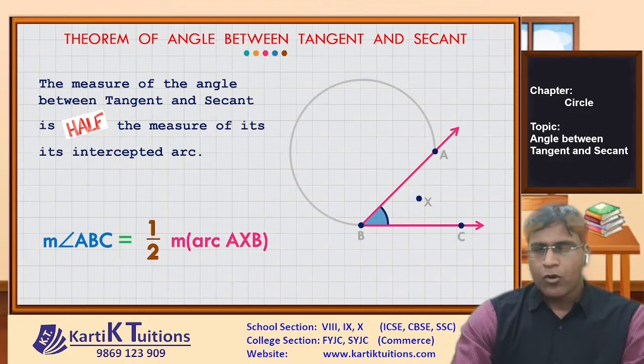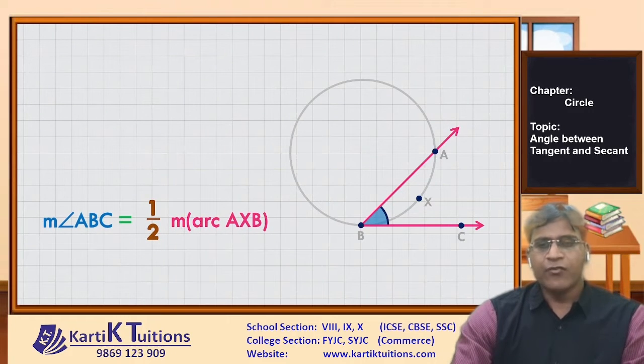Now, there is one more concept which is a bit ahead of this concept. So let's get to that. Now see, I have taken the same figure as the earlier slide. Angle ABC is a tangent secant angle. So it is half the measure of its intercepted arc. What is the intercepted arc of angle ABC? It is AXB.